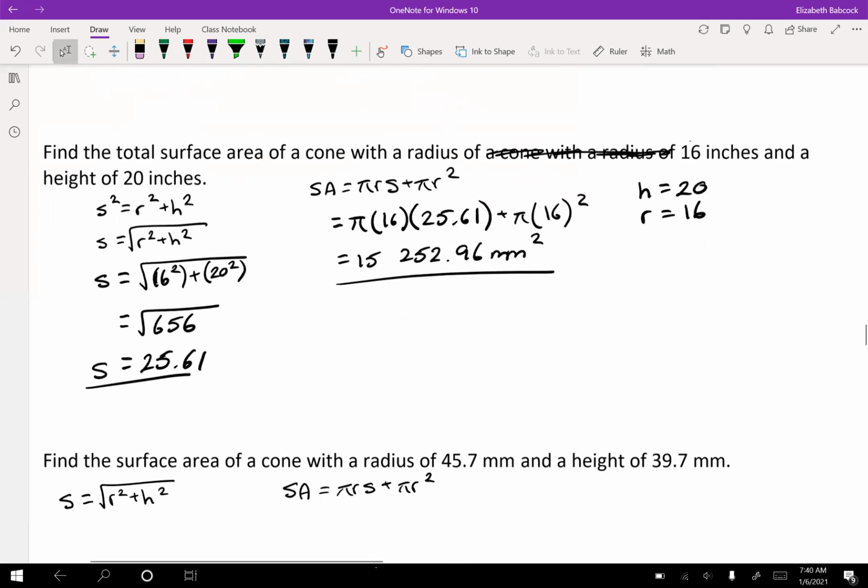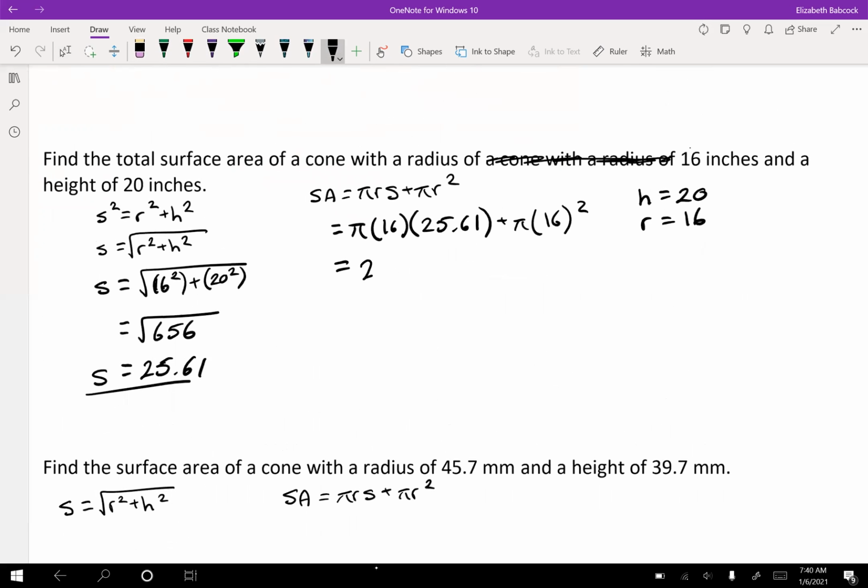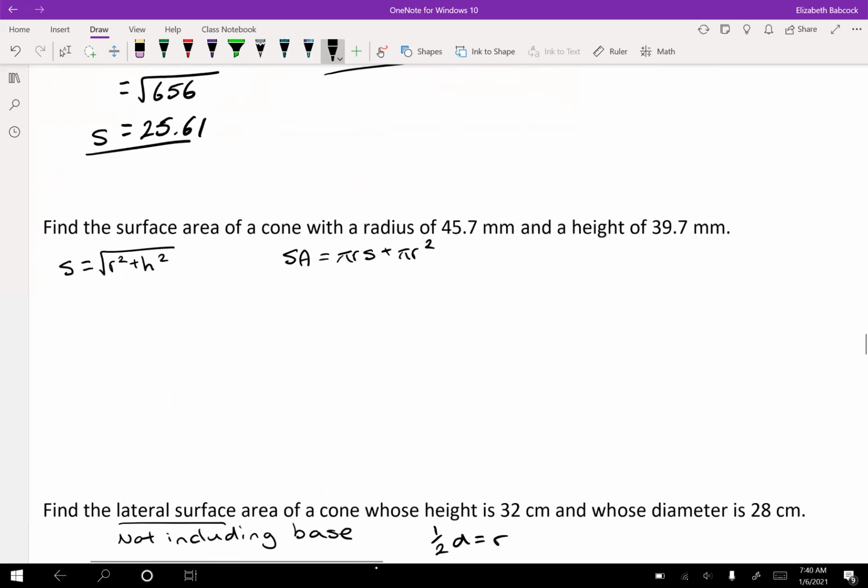Well, that is not the right answer. He was looking at the wrong one. 2091.55 inches squared. There we go. Now you have the answer for the second one. Oh, look at that. Okay.